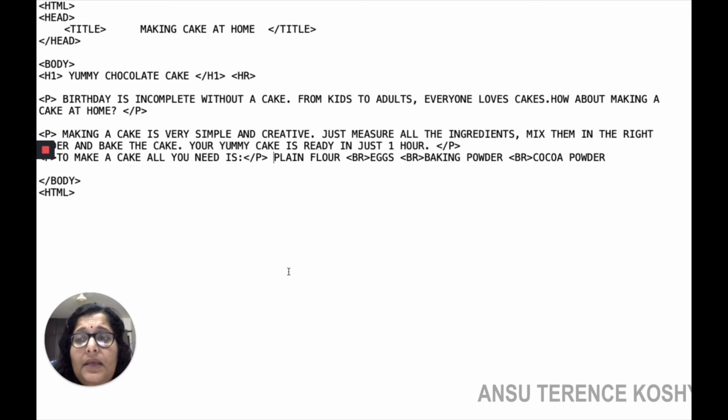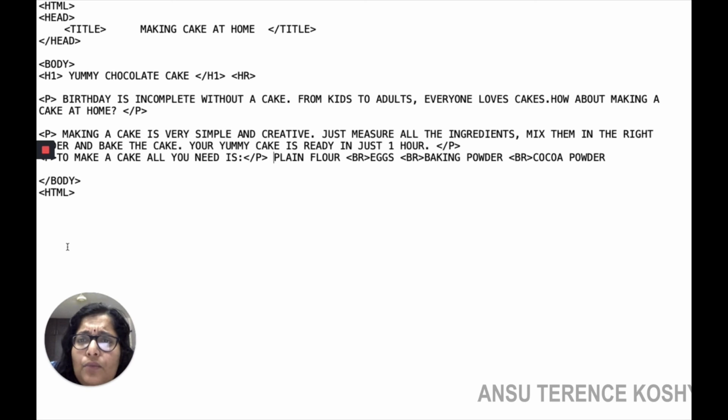Then the third paragraph is: to make a cake, all you need is. That is the third paragraph. Below that, you will be getting plain flour. Then you're giving a line break tag, that is, this will appear in the next line. That is eggs. Baking powder will again appear in the next line. Cocoa powder will again appear in the next line. And the program finishes with /body and /HTML.